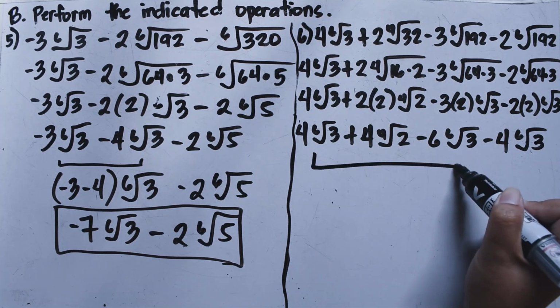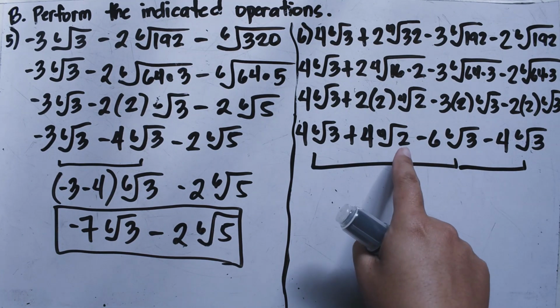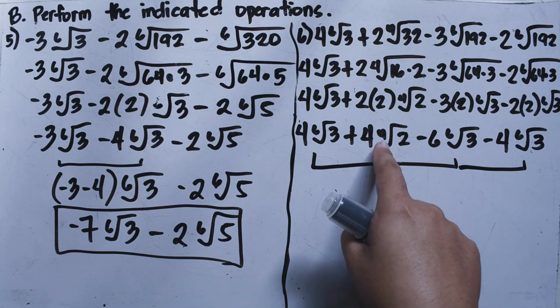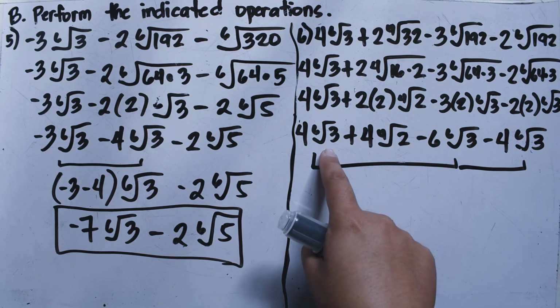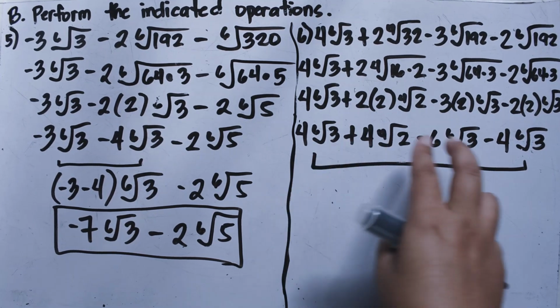In this case, ito, ito, at saka ito lamang. Kasi ito, kung mapapansin nyo, bukod sa iba na yung index niya, 4 to, ito ay tatlo, pare-parehong 6 ang index, iba pa yung kanyang radicand, 2. Unlike this one na pare-parehong 3. So, etong tatlo lang ang pwede nating pagsamahin.